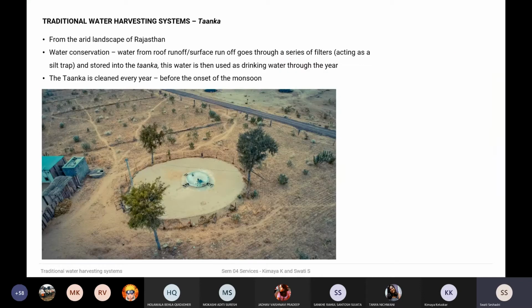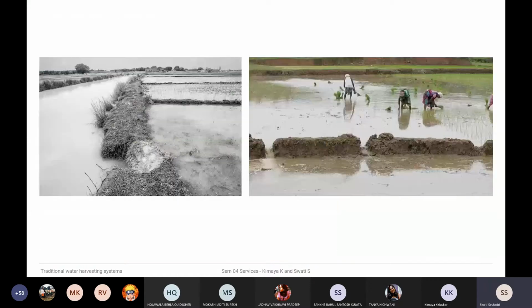Now if we were to talk about an arid landscape, uh, actually, Kima, should I stop here, and is there anything that should be added to the first part of it? Yeah, I was just thinking that.